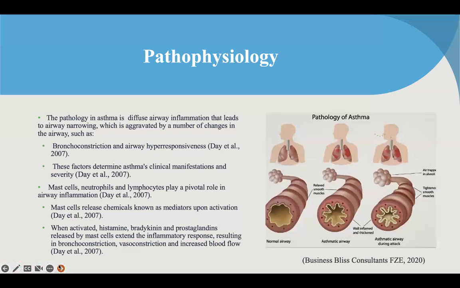The pathophysiology of asthma: asthma is a diffuse airway inflammation that leads to airway narrowing, which is aggravated by a number of changes in the airway, such as bronchoconstriction and airway hyperresponsiveness. These factors determine asthma's clinical manifestations and severity. Mast cells, neutrophils, and lymphocytes play a vital role in airway inflammation. Mast cells release chemicals known as mediators upon activation. When activated, histamine, bradykinin, and prostaglandins released by mast cells extend the inflammatory response, which results in bronchoconstriction and vasoconstriction.